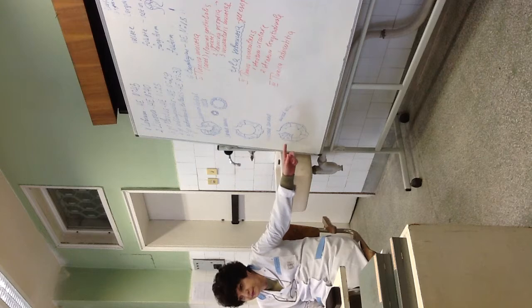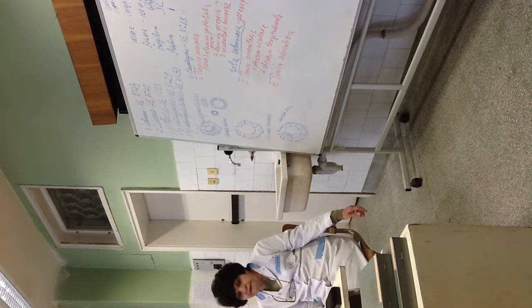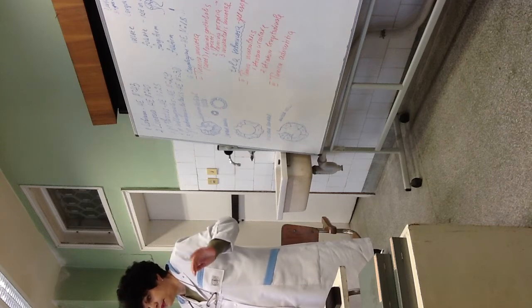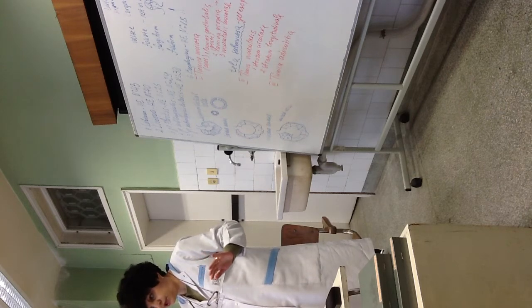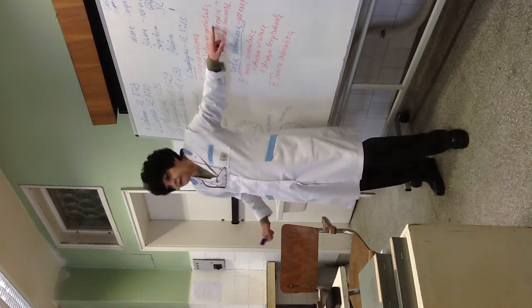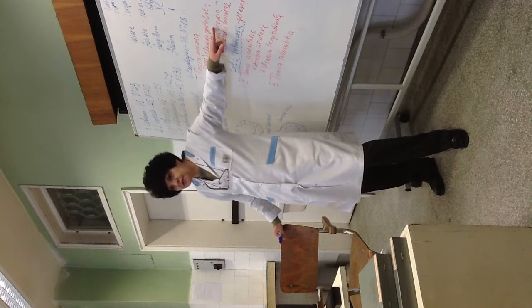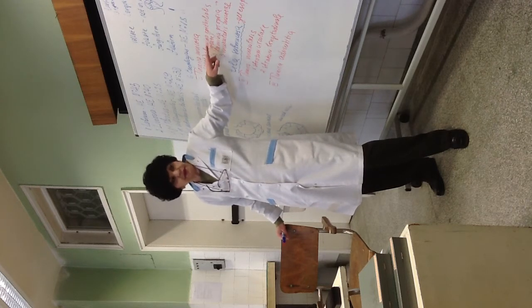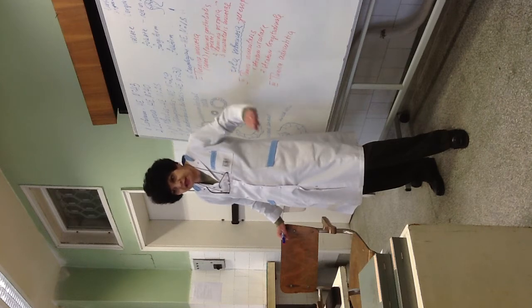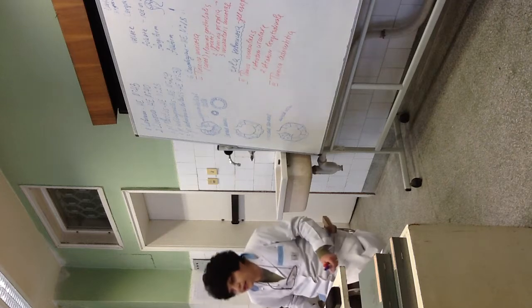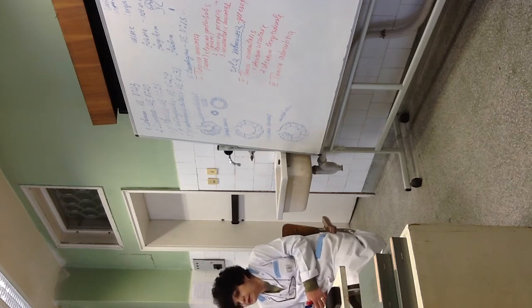Esophagus. We're talking only about the epithelium now, the innermost layer of this organ of the digestive system. Esophagus is lined by stratified squamous non-keratinized. Stomach, simple columnar mucus secreting. Small intestine, simple columnar absorptive.